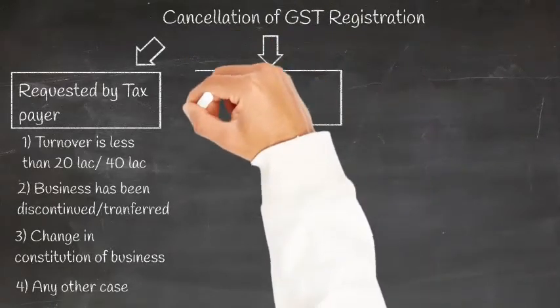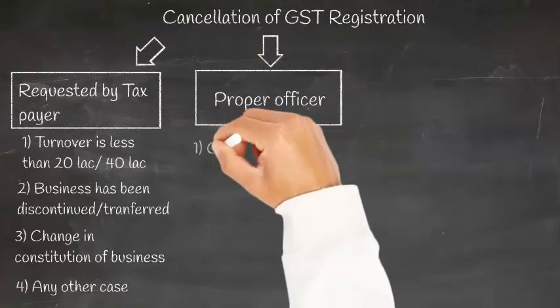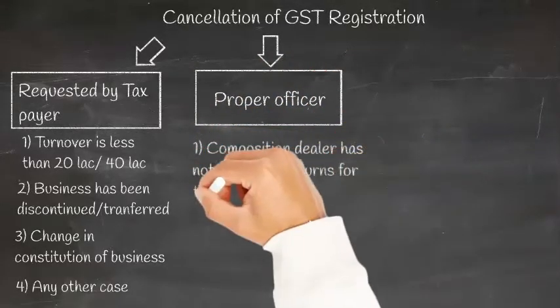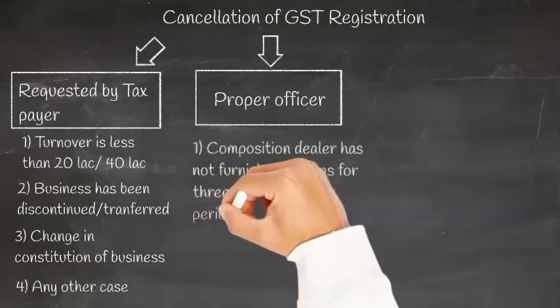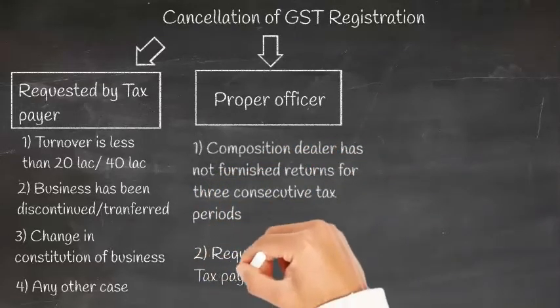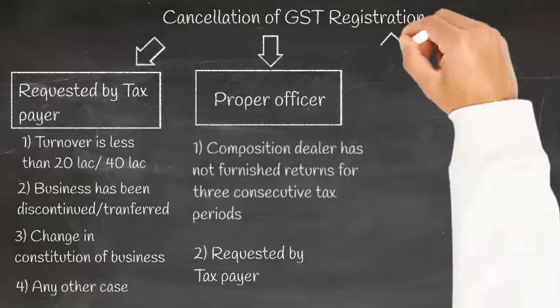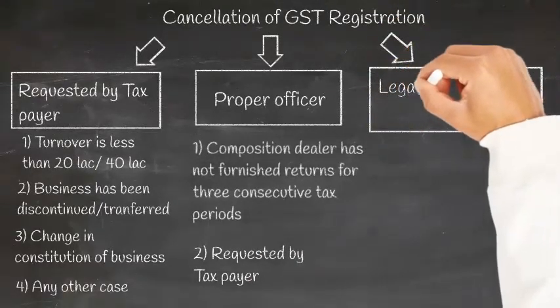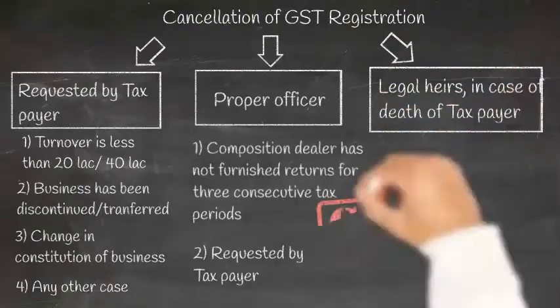Cancellation of GST registration can also be done by the proper officer. The conditions are as follows. First, a composition dealer has not furnished return for 3 consecutive tax periods. Second, it is requested by the taxpayer. GST registration can also be cancelled by the legal heirs of the taxpayer in the case of death of the taxpayer.